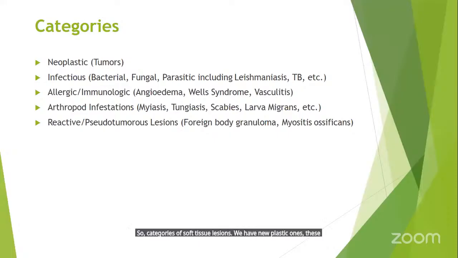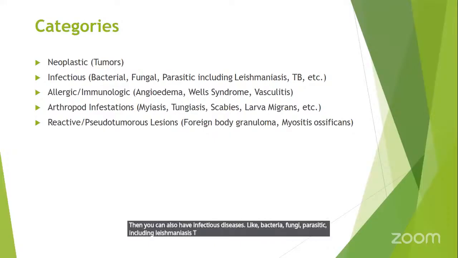So, categories of soft tissue lesions: we have neoplastic ones. These are tumors. A tumor is a growth. Anything swelling, we call it a tumor. But now you have to differentiate between a tumor that is cancerous and a tumor that is benign. Then you can also have infectious diseases like bacteria, fungi, parasitic, including leishmaniasis, TB, fungi, and others.